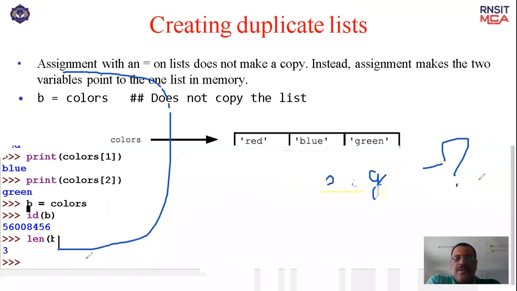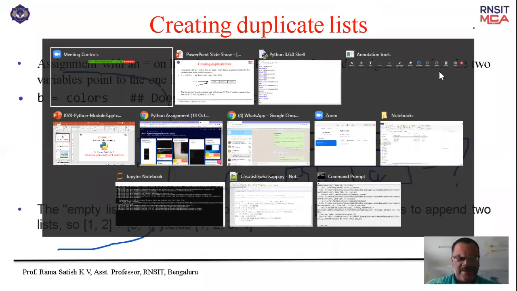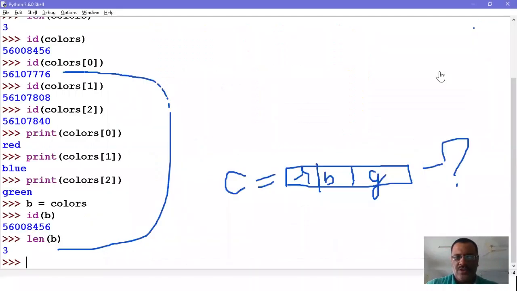Anybody who knows how to create a separate list from an already existing list, please type in the chat box. I think so far nobody has responded. I assume that nobody knows.